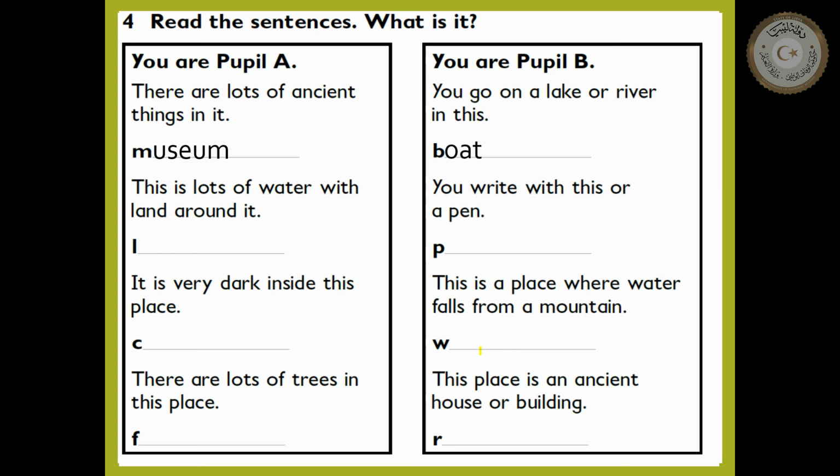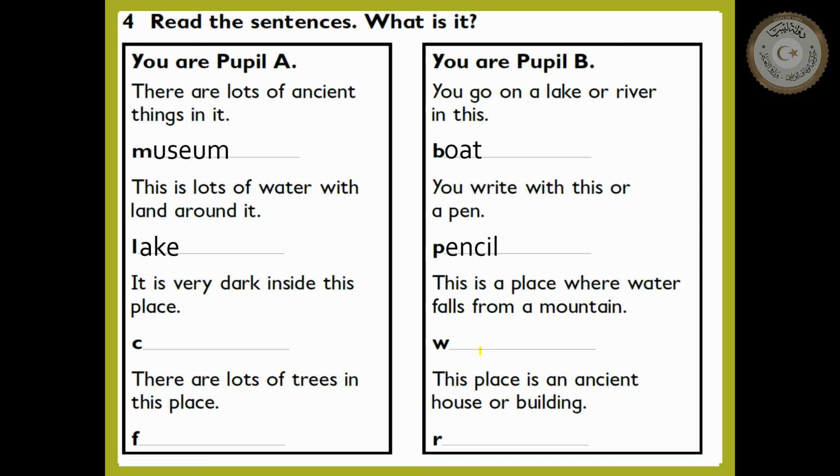Now we are going to girls. This is lots of water with land around it. So it's a place, and this place starts with the letter L. What is it? Lake. Excellent. It's a lake. What about you, boys? You write with this or a pen. It's a very easy one. So you can write with the pen or pencil. Excellent, pen or pencil.